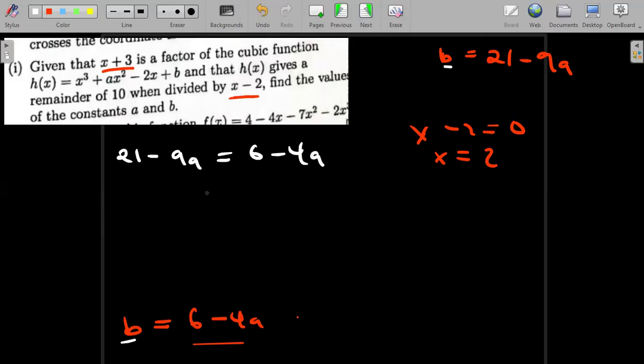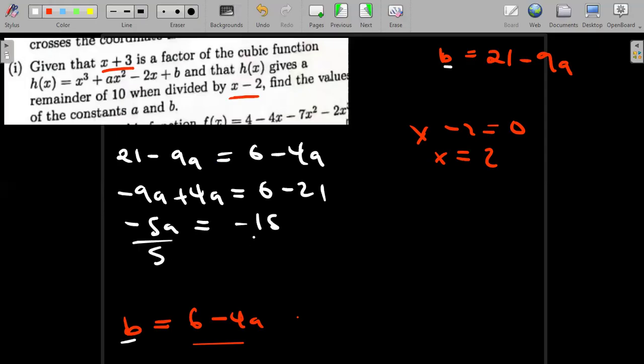Then, having this here, I'll let the 21 go the other side, and I'll bring the 4a this side, so that will be plus 4a. Then I'll have 6 minus 21. This here is going to give me negative 5a, and this other side gives me negative 15. Dividing both sides by negative 5, I'm just going to have a equal to 3. So the a value is equal to 3.